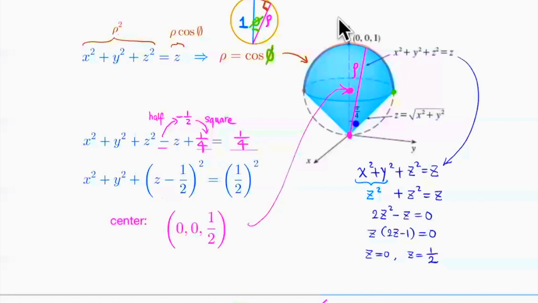And phi is between 0 and pi, so phi is equal to pi over 4. Another way to see this angle phi here is pi over 4 is by solving these two equations together, solving for z.